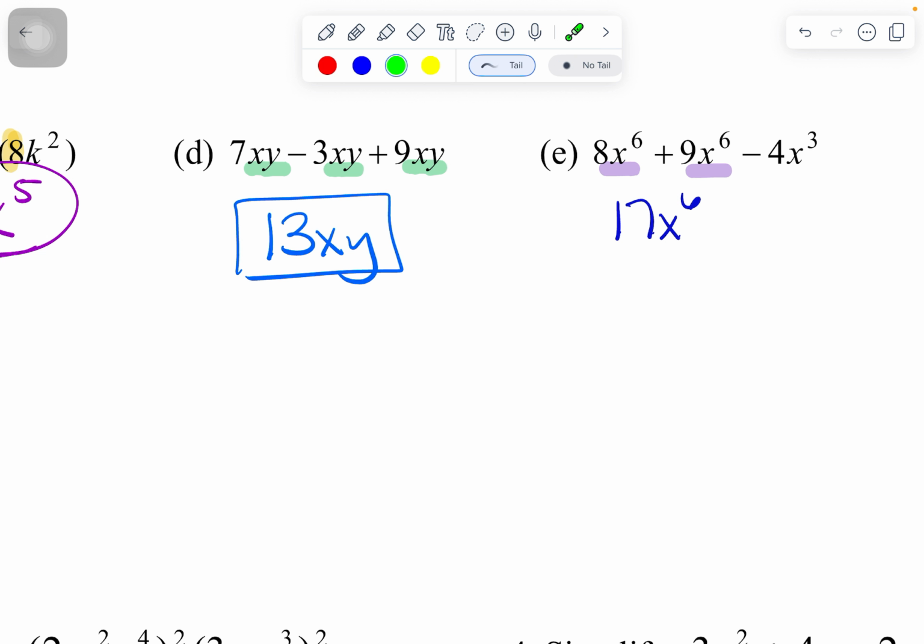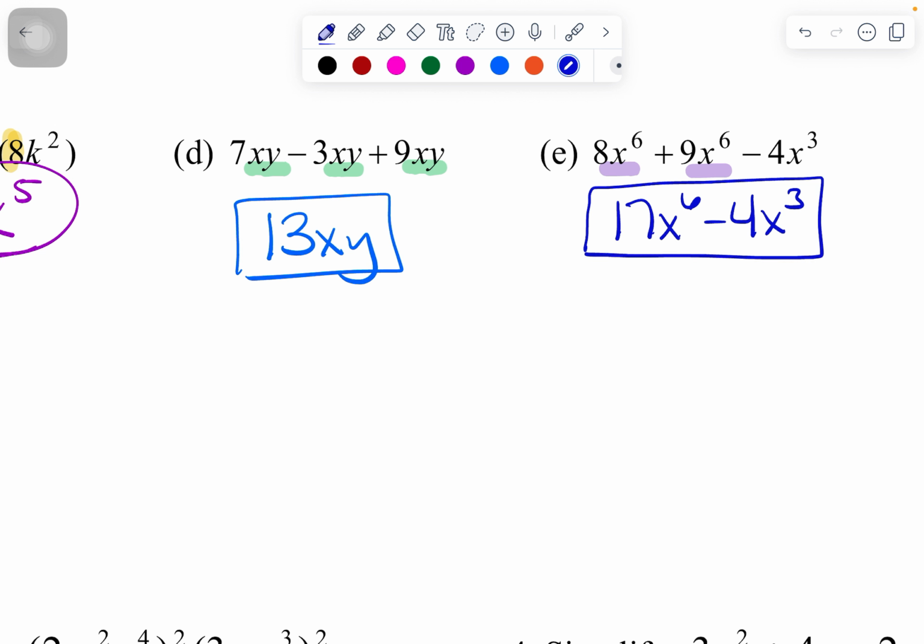And then this term doesn't disappear, doesn't run off your paper. It just stays as negative 4x to the 3rd. Those aren't like terms, so don't try and combine them, just let them be what they are. All right, so that's D and E here.